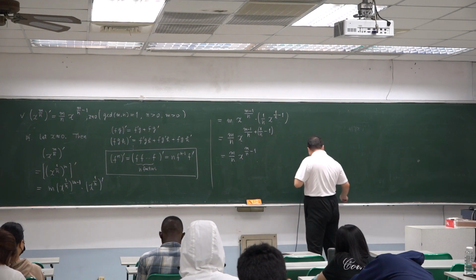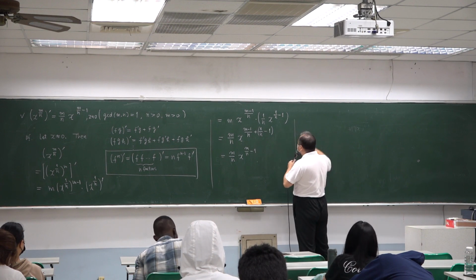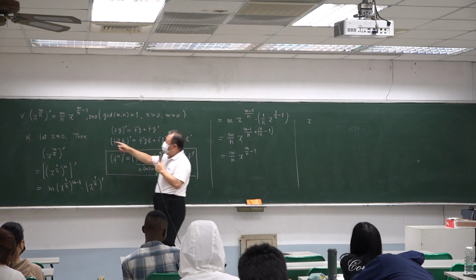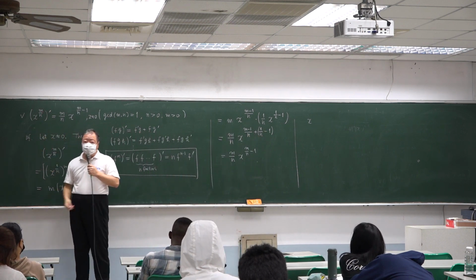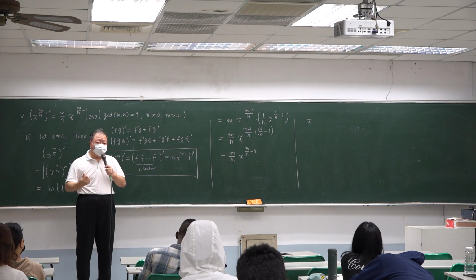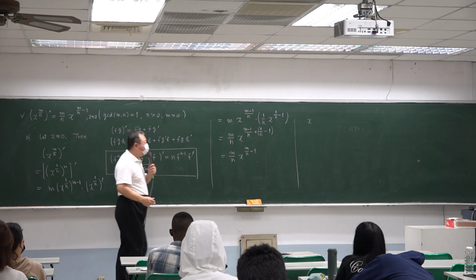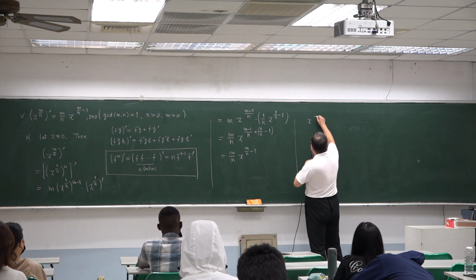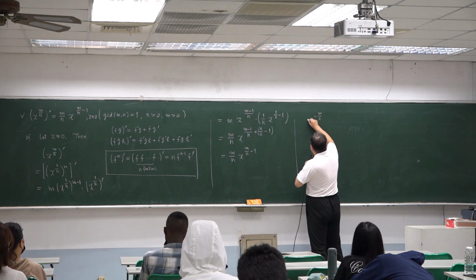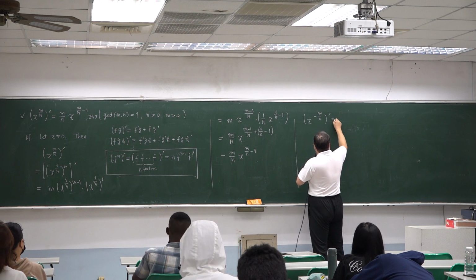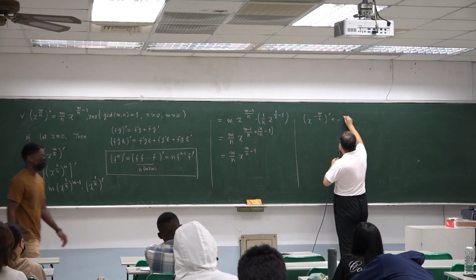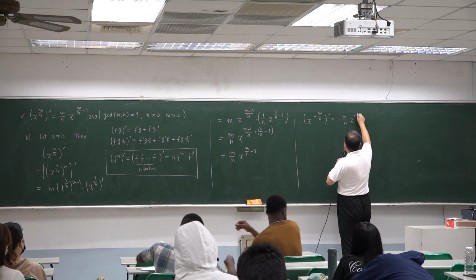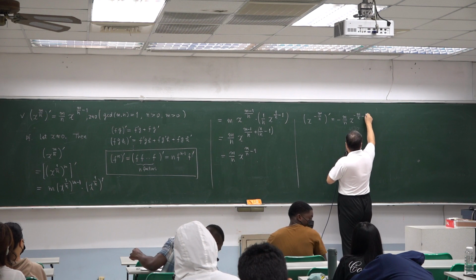Okay, the final one is x equals m over n, which means the exponent is a positive rational number. How about a negative rational number? Again, we have minus m over n x raised to the power of minus m over n minus 1.